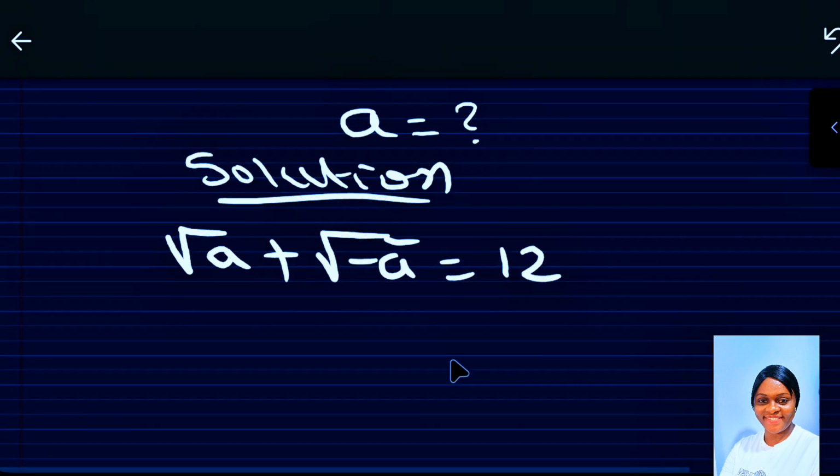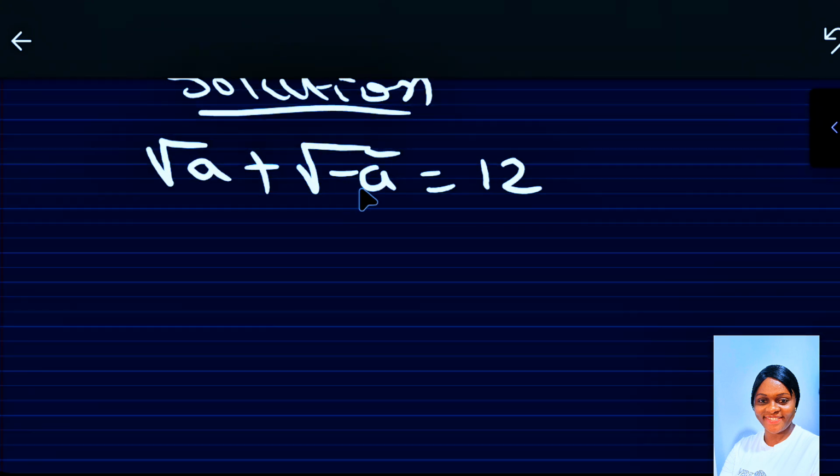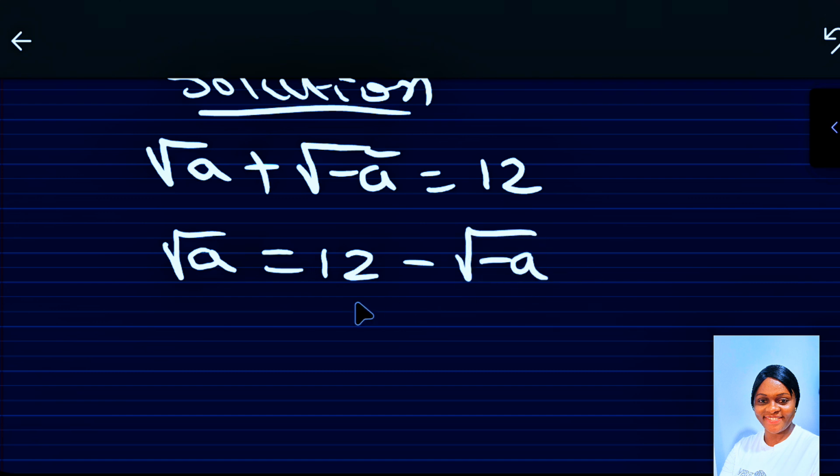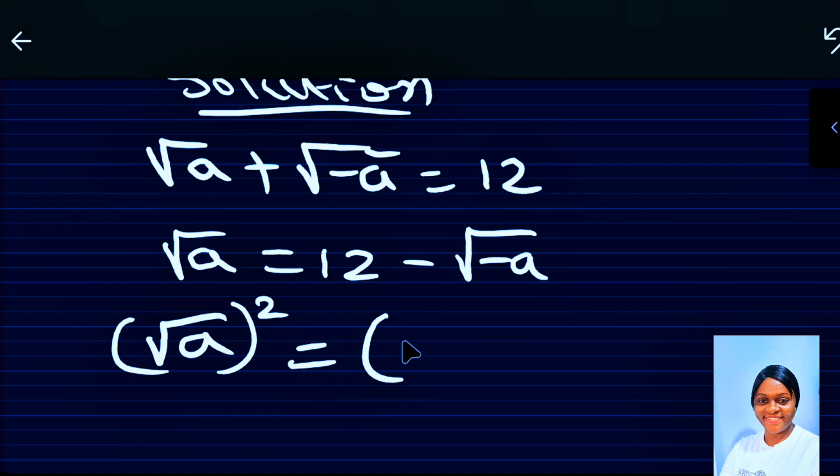Okay, now the first thing we are going to do is to take transpose of this square root of minus a. So if we do that, we are going to have square root of a will be equal to 12 minus square root of minus a. Now what we are going to do next is to take square of both sides. So we are going to have square root of a all squared, and this equals 12 minus square root of minus a all squared as well.